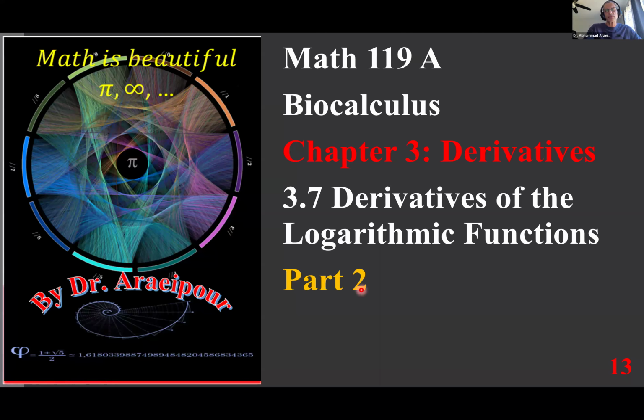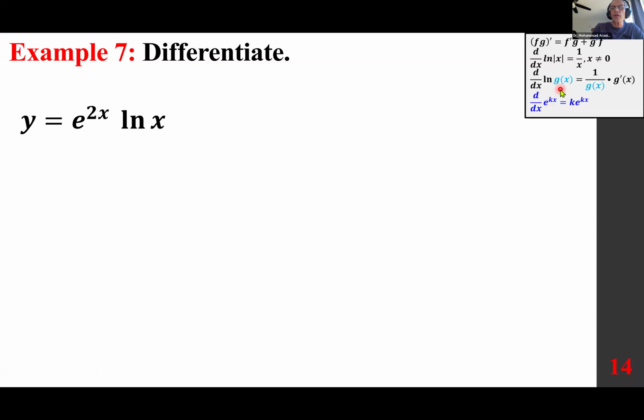Good afternoon, class. Chapter 3, Derivatives, Section 3.7, Derivatives of the Logarithmic Functions. Here's part 2, reminding you the derivative of ln x is 1 over x. The derivative of ln of g of x is 1 over g of x times g prime of x. To differentiate, example 7, y equals e to the power of 2x times ln x.